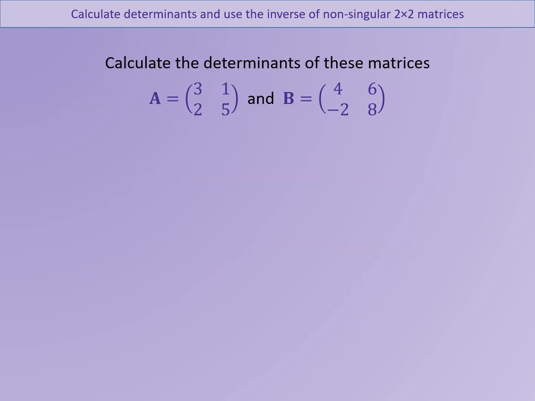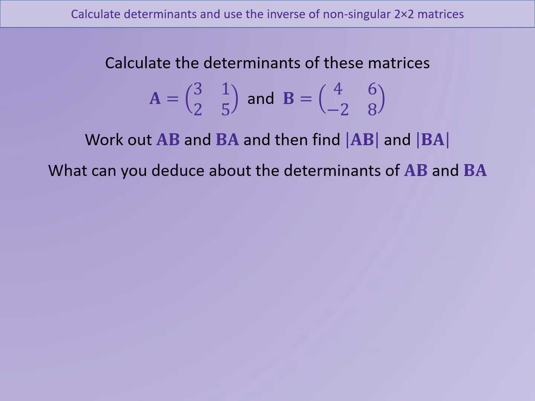So for each of these 2 matrices, A and B, I'd like to find the determinant of each one. Then I'd like to multiply the product AB and BA. Now they won't always be the same answer because matrix multiplication is not commutative. Once you've found AB and BA, then find the determinant of AB and the determinant of BA. I'd like to write down what you've noticed about the relationship between those. So pause the slide now and calculate those things.